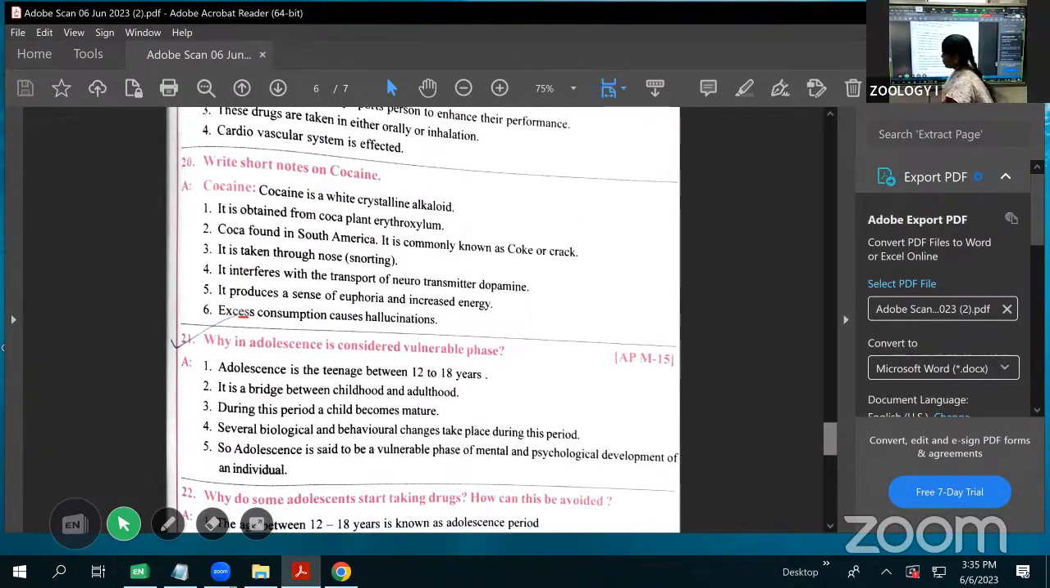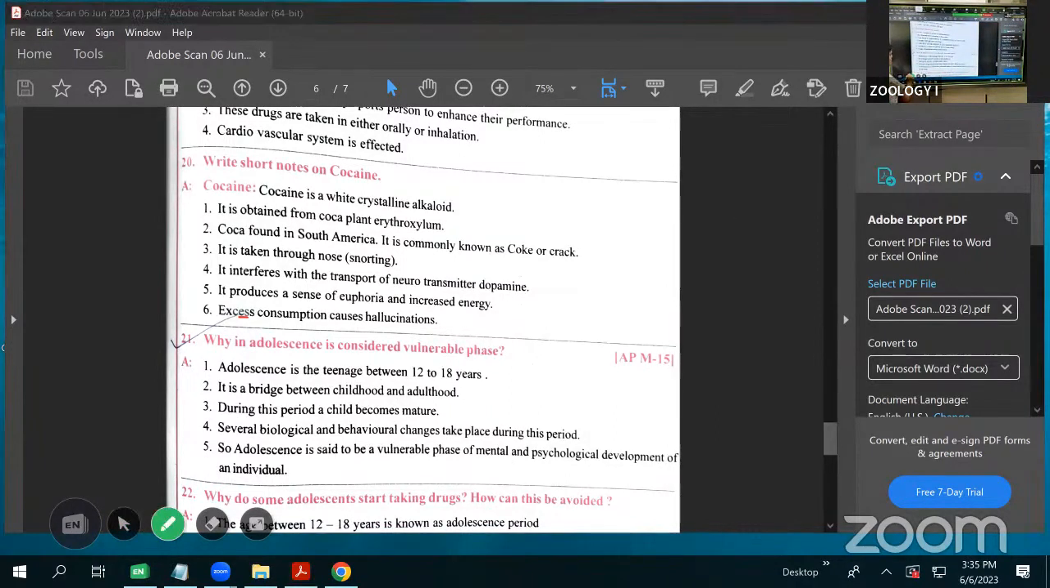Next, adolescence is the vulnerable phase. Why is adolescence considered a vulnerable phase? All of you know this. Adolescence means what age? It is between 12 to 18 years. That teenage we call the adolescence age. Clear? It is the bridge between childhood and adulthood.